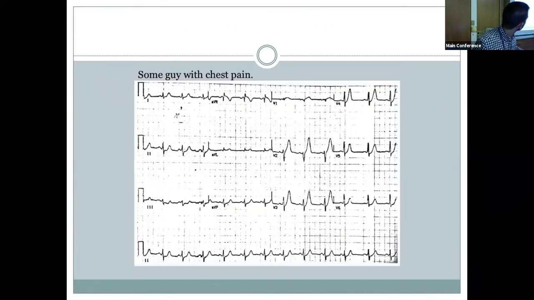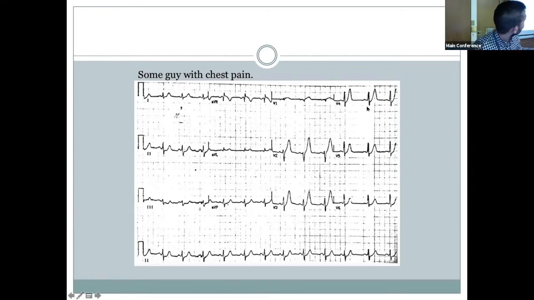All right, so this is some guy with chest pain. That's all the history you have. Anybody want to give a shout out? This is maybe a bit of a basic lecture for a lot of people, but I think we do cover a good breadth. There'll be some cool stuff later on too. Anybody want to take a stab at what they're seeing here? This guy with chest pain.